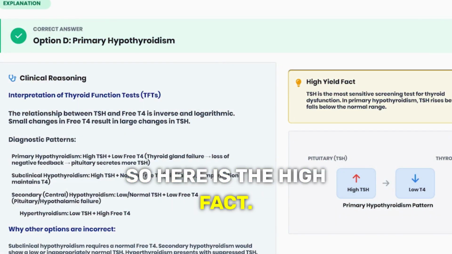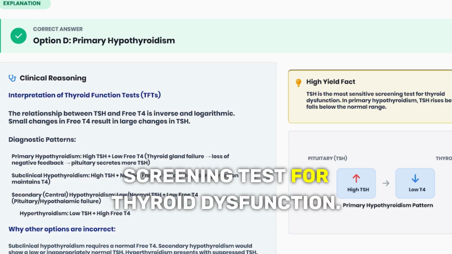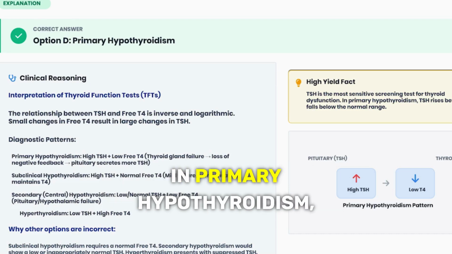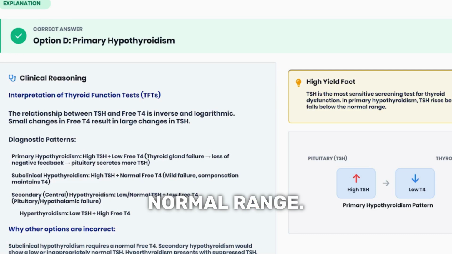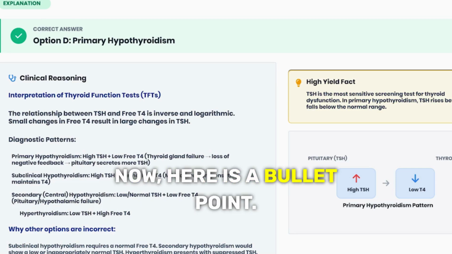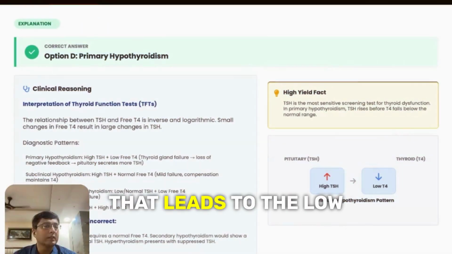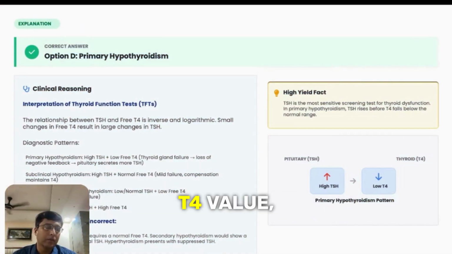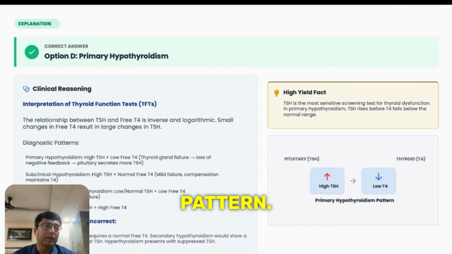So here is the highlight fact. TSH is actually the most sensitive screening test for thyroid dysfunction. In primary hypothyroidism, TSH rises before the T4 falls below the normal range. Try to memorize it. Now, here is the bullet point: high TSH that leads to the low T4 value is the primary hypothyroidism pattern.